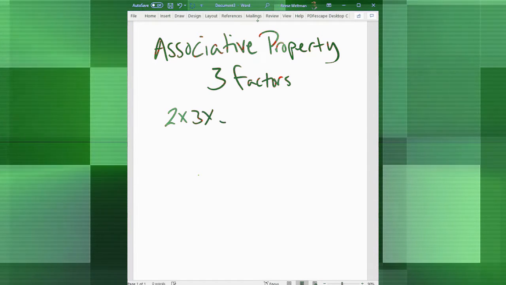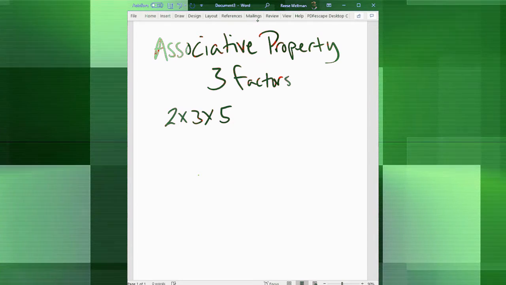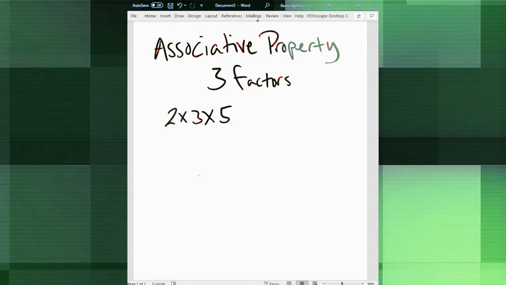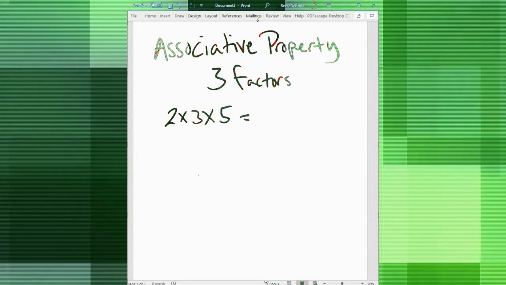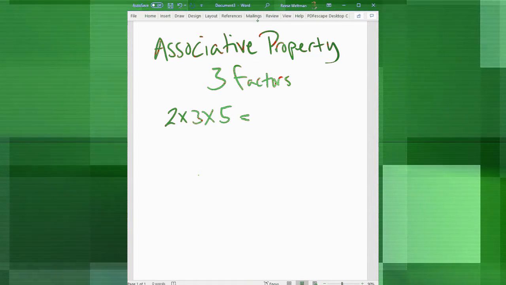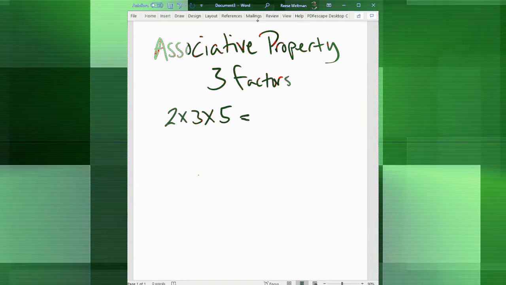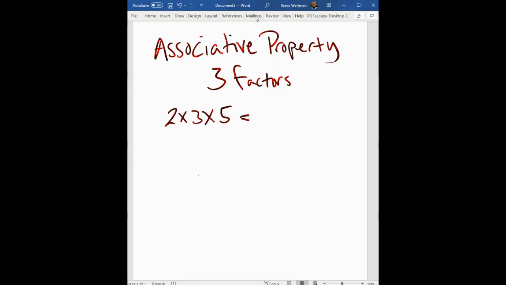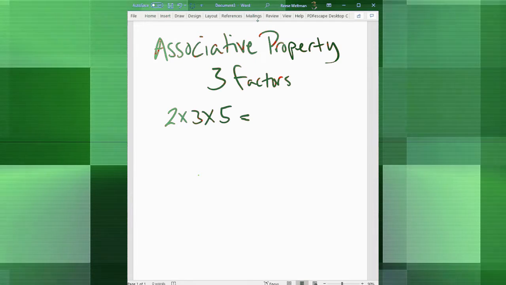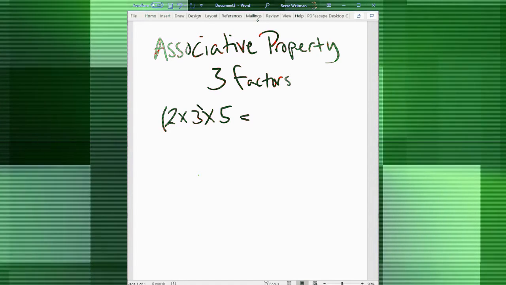So in this case, you might have something like 2 times 3 times 5. Now that might look a little bit weird, right? It's kind of hard to know where to start in a problem like that. You can draw out an array or you can draw out models. You can use whatever you need to use to solve a problem like this. But the important part about the associative property is that it tells us this.